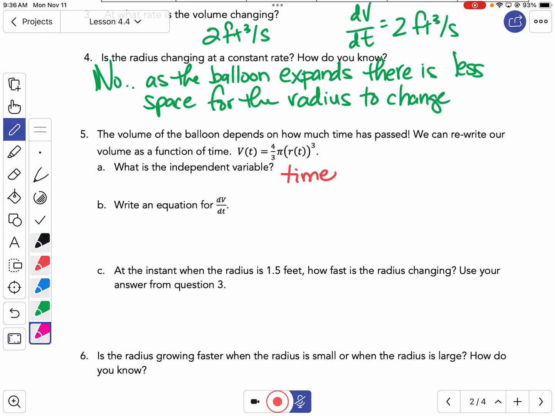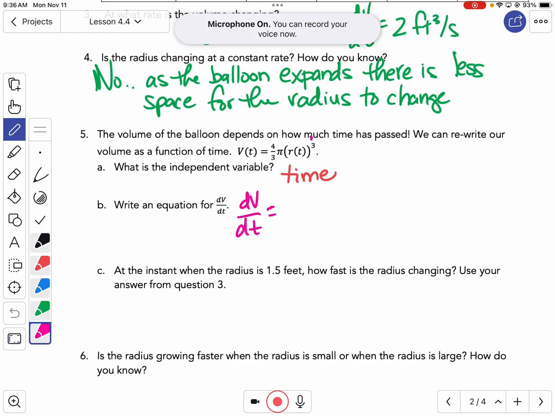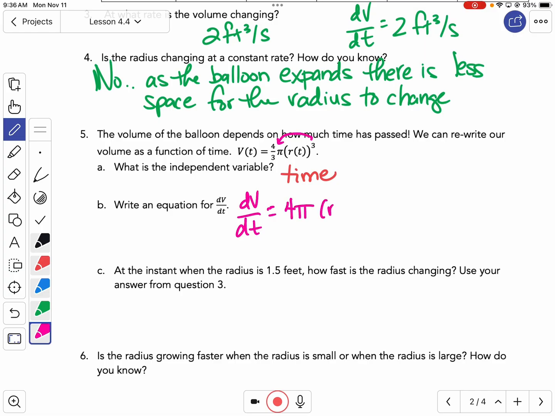So if I start with V of t, its derivative would be dV/dt equals, r of t is my function, 4/3 pi is my coefficient. So if I take 3 times 4/3, what am I going to get? 4 pi. r of t is going to go to what power? The second. And I have to take the derivative of the inside stuff, which would be my dr/dt, the derivative of that function. So it's just a chain rule.